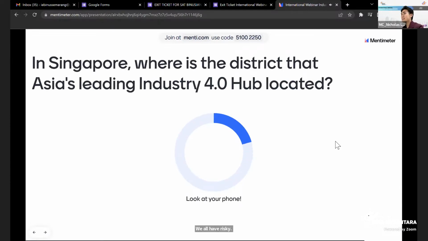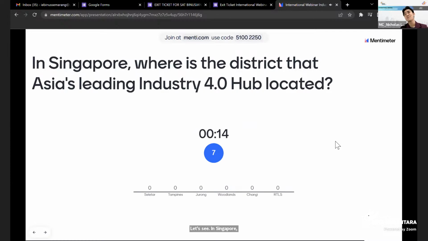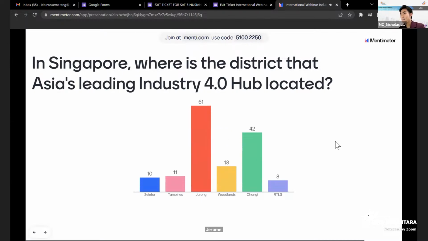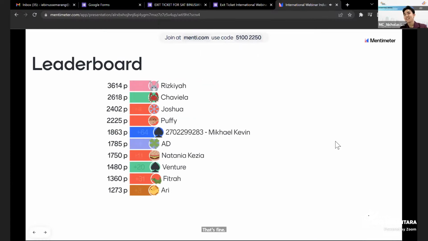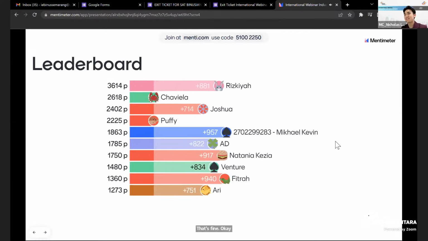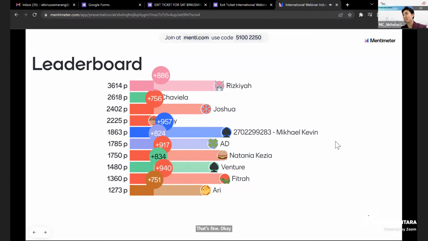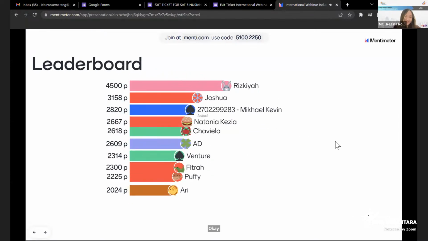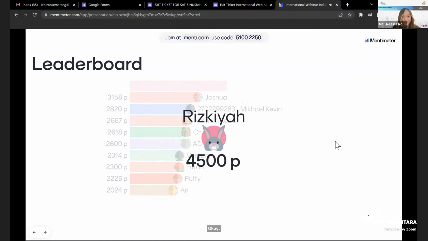In Singapore, where is the district that assesses leading industry 4.0 hub located? What do you think is the answer, Regina? Jurong? We'll see. No. Nice one. Still holding on the first place.